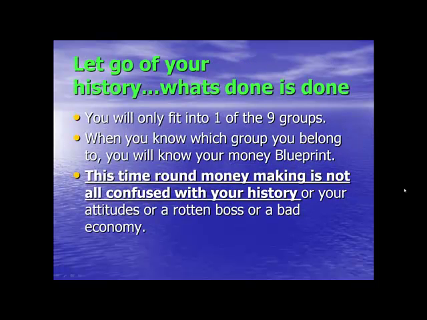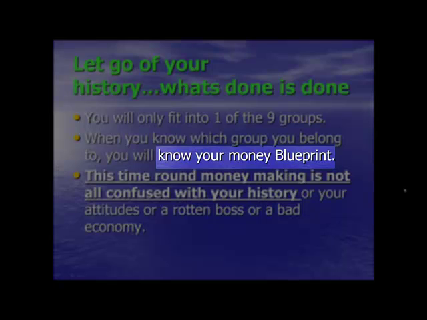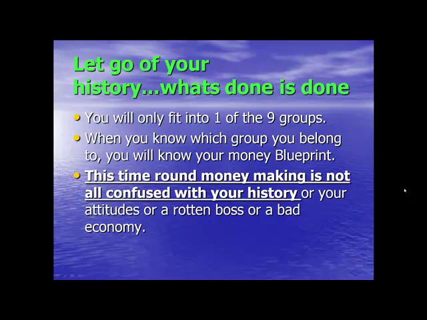Let's go to your history. What's done is done. Making money is really quite simple. Know your blueprint so you can behave differently this time and you'll see the results for yourself. You will only fit into one of the 9 groups. And when you know which group you belong to, you will know your money blueprint. You will know your attitudes and beliefs which determine how you earn, how you spend, how you save, and how you invest your money. Your blueprint will allow you to discover where you stand on your money traits, which of them you can rely on, and which ones you'd need to change, so that this time round, money making is just that, and not all confused with your history or your attitudes or your rotten boss or the bad economy.